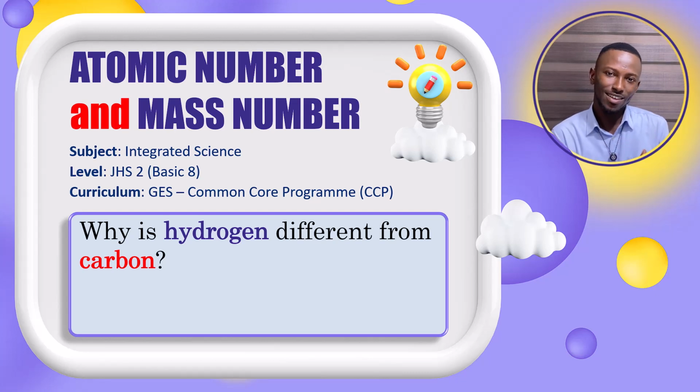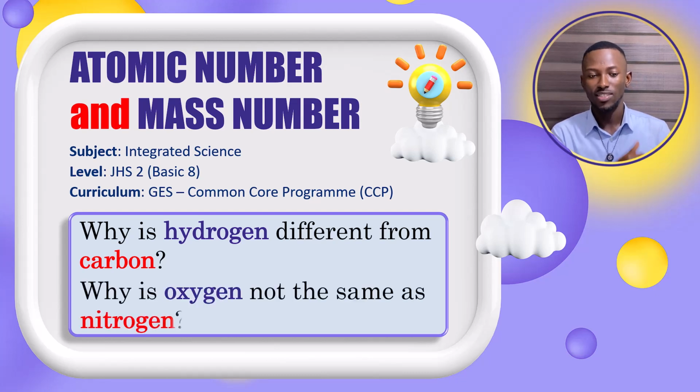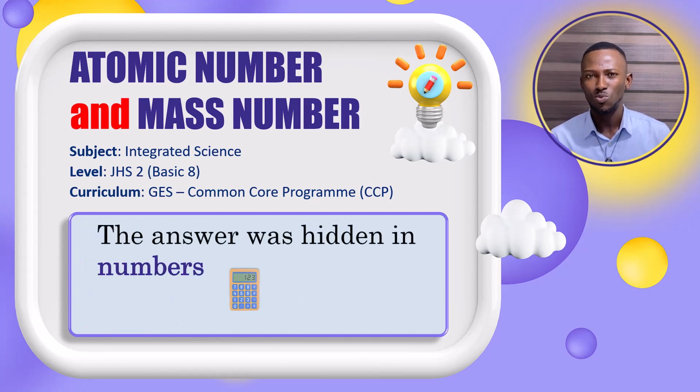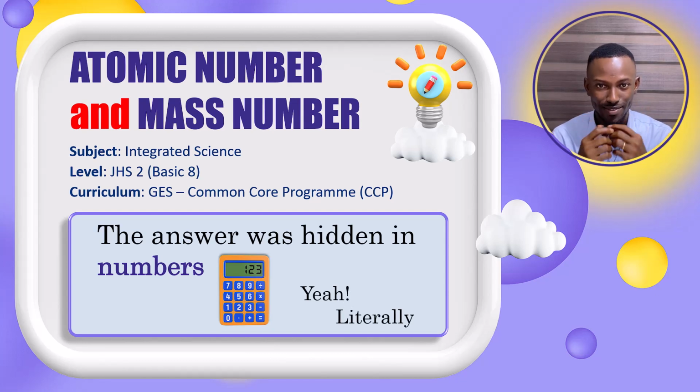Because hydrogen atoms have protons, neutrons, electrons. Carbon atoms have protons, neutrons, electrons. These are the 3 things they all have. Aside this, that's all. So why is hydrogen different from carbon? And why is oxygen not the same as nitrogen? Why the difference? But they all have the same 3 subatomic particles. So these are valid questions for scientists to ask. And these answers were actually hidden in numbers. Yes, literally, they were hidden in numbers.